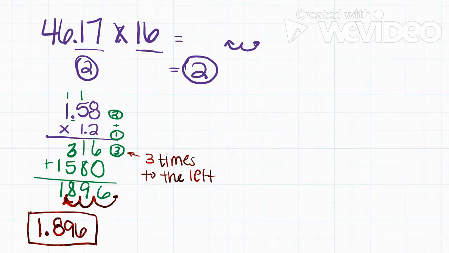So I treated it just like a whole number. I multiplied all the way through, and then I took the sum of how many digits were behind each decimal point, and that's how I knew how many times I was going to move the decimal to the left. Let's do another problem.